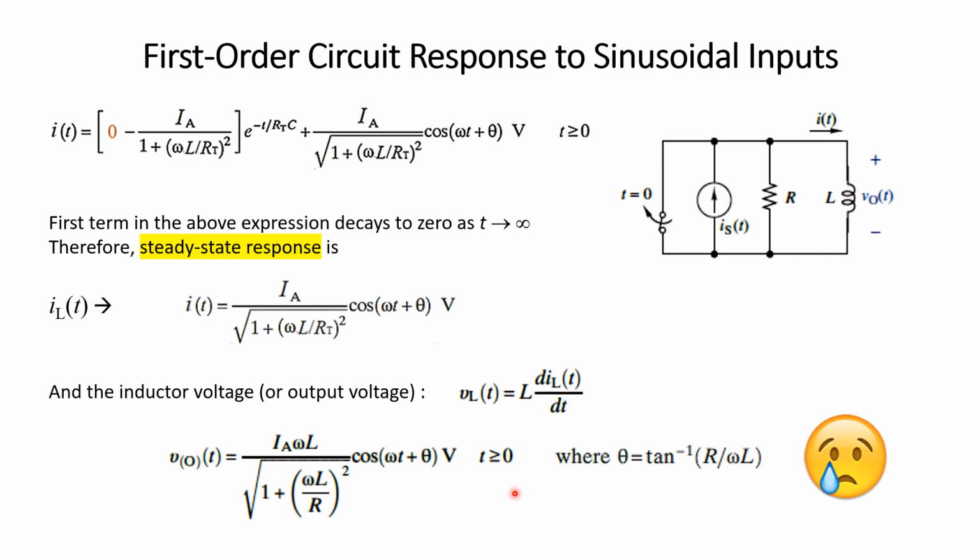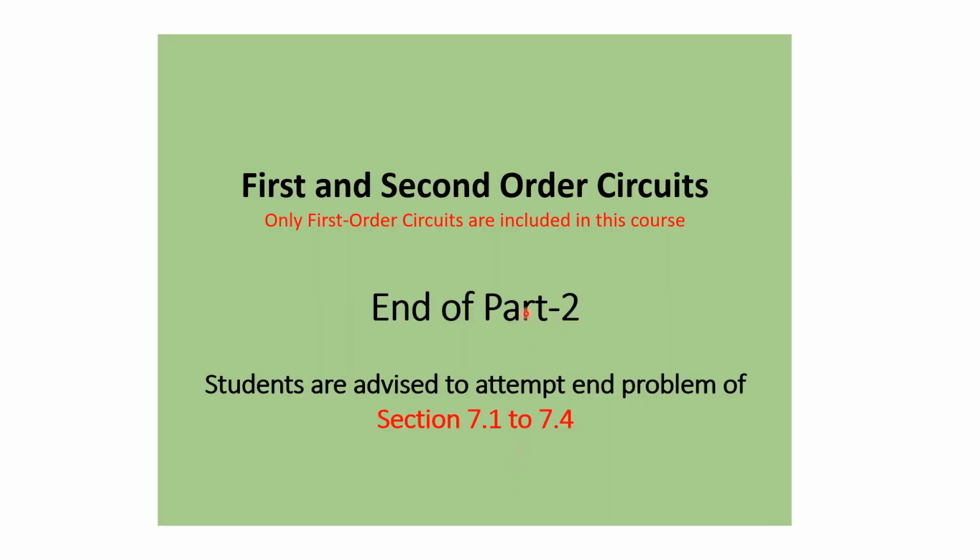If you have any question, you can always ask me, or the teaching assistant is also available to help you. Now with this, we complete part 2 of the lecture on chapter number 7. This is the title of the second part of chapter 7. Only first order circuits are included from section 7.1 to 7.4, and you are all advised to attempt the end problems related to these sections.